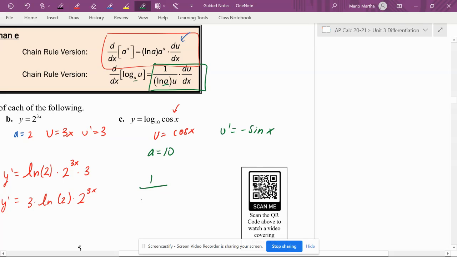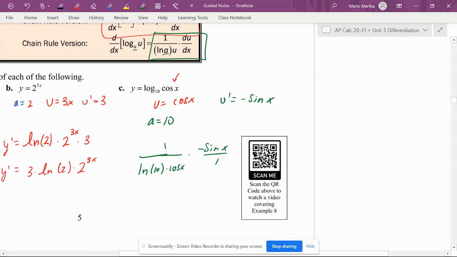So we substitute everything in there. So that would be 1 over the natural log of 10 times cosine of x. All right. And then times du dx, which would be negative sine of x over 1. So that is our y prime. Don't forget a label. So sine over cosine is just tangent. So that would be negative tangent of x over the natural log of 10.